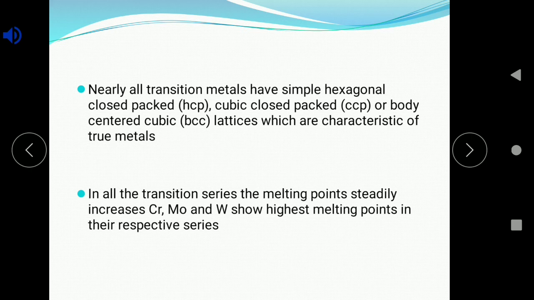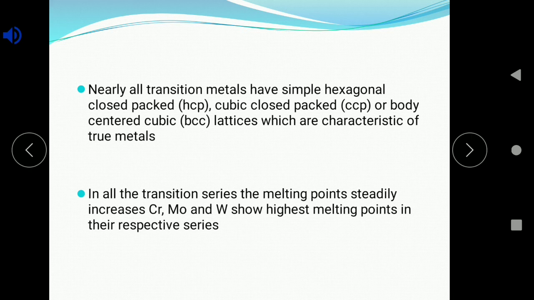About melting and boiling points, there is an increase in melting point observed, while elements like chromium, molybdenum, and tungsten show the highest melting points in their series. So in the first transition series, chromium shows the highest melting point because it has more tendency to form covalent bonds, so it requires more energy to break them. So this is about metallic character. The next properties and their trends we'll see in the next lecture.